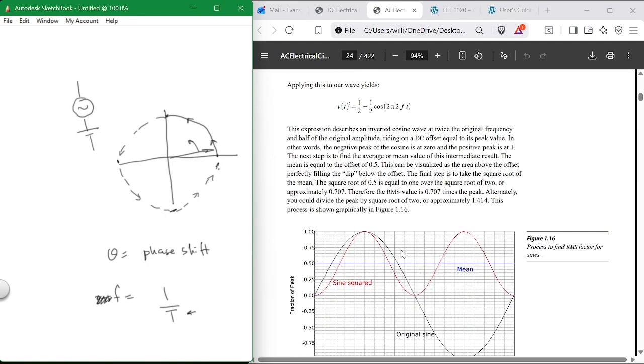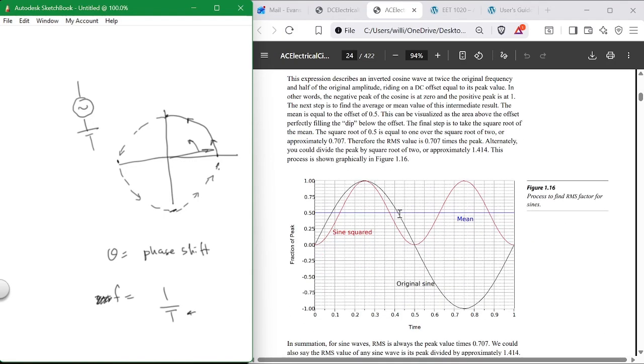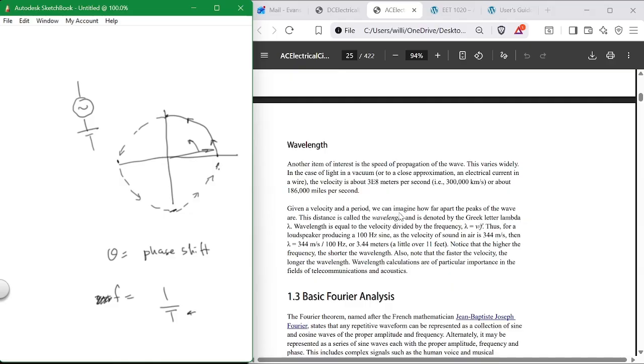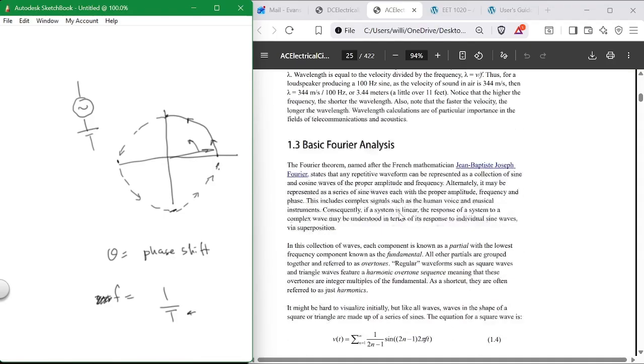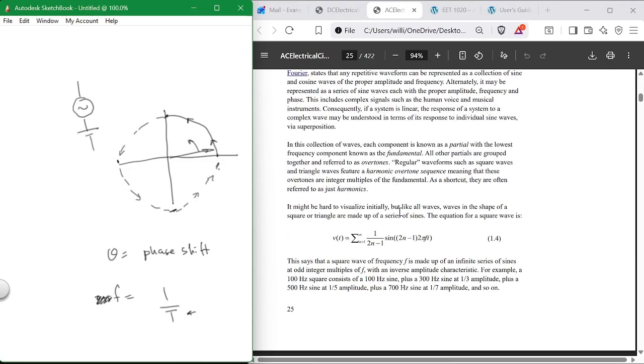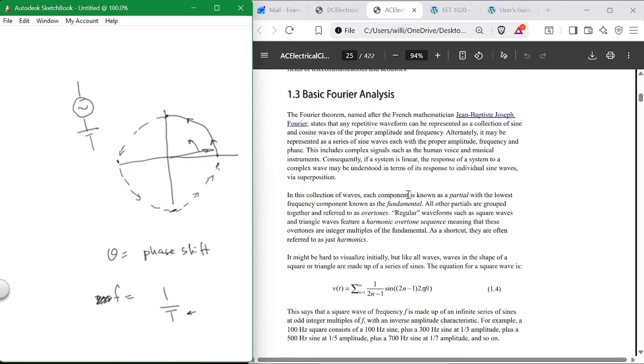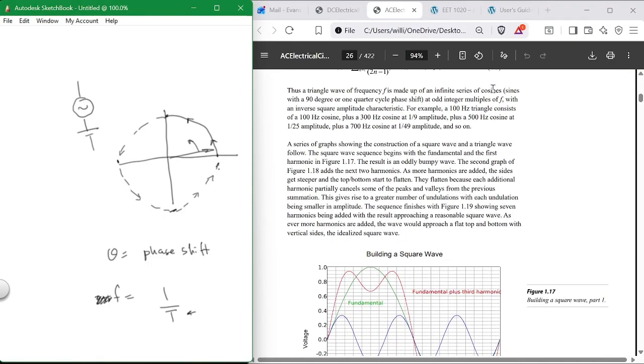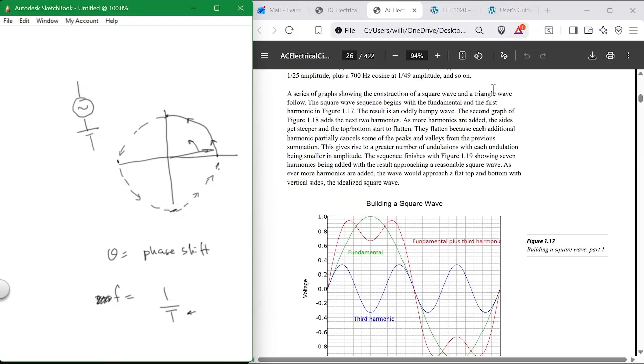So here is the proof that if you multiply, that's how you get RMS, root mean square. And basic Fourier analysis. Fourier analysis is something where you wonder what on earth they are going to come up with next, okay? Well, you can make a waveform, any waveform you want, out of just sine waves, okay?